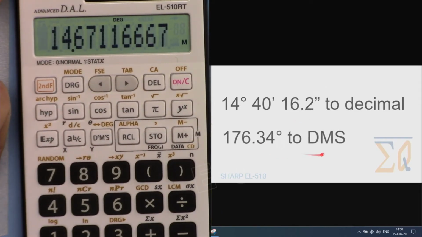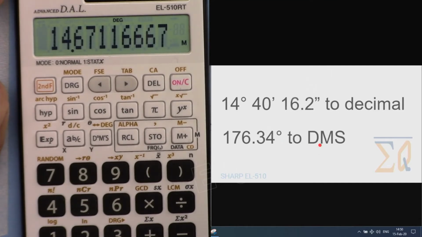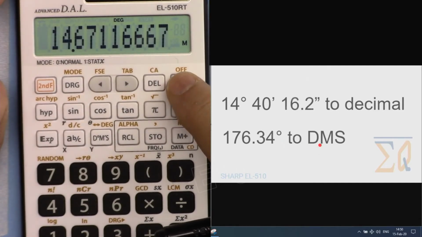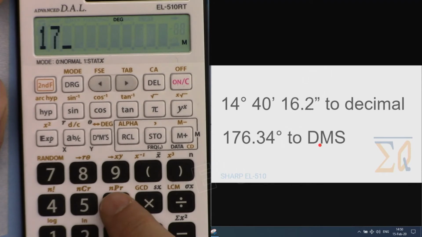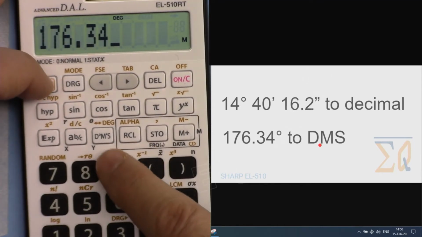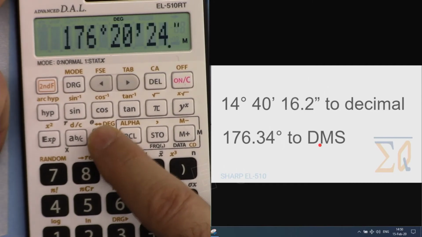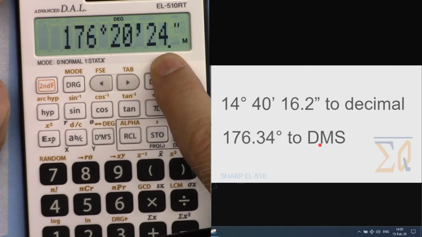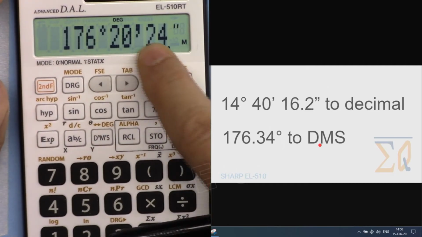And if you have decimal value converted to this, then we will have 176.34, and then press this, and you will convert it to the actual value, that DCM.